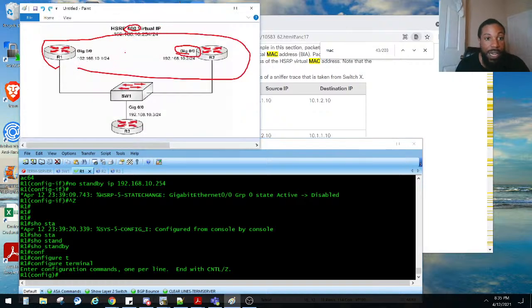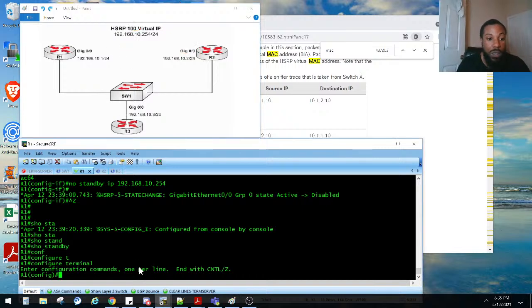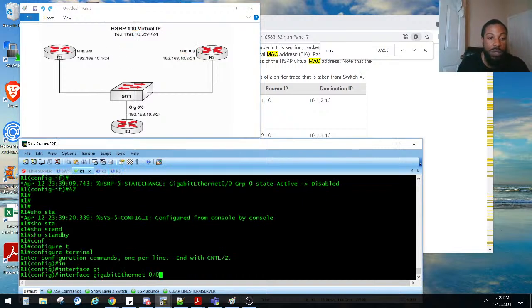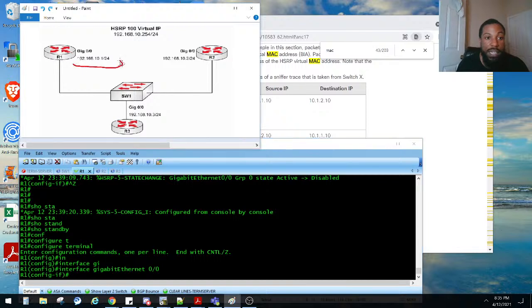Y'all with me so far? Anybody got any questions or anything? So interface Gi0/0, right? So basically I'm going to put this guy in the same group as this guy, right? We're going to put them in HSRP 100. We already put him in 100. We gave him the virtual IP address. We need to do the same thing on this guy right here, right?